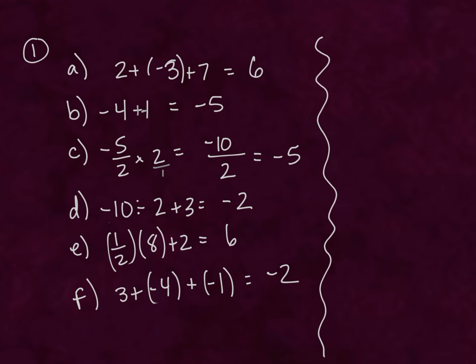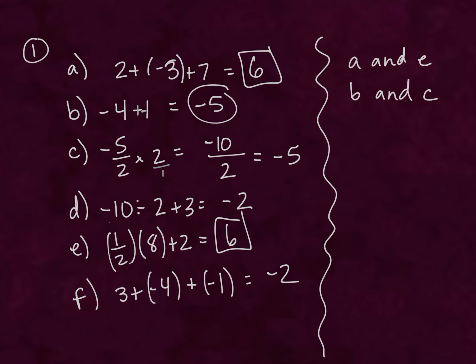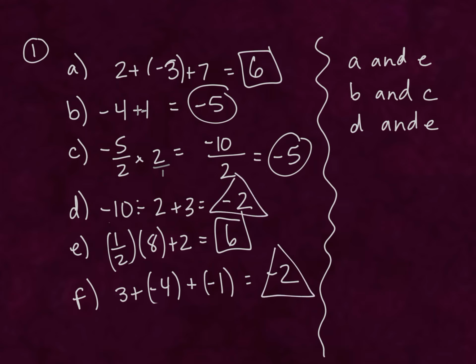Number 2 asks which expressions are equal. So A and E are equal because those are both 6. B and C are both -5, and D and E are both -2. So those are the sets of equivalent expressions.